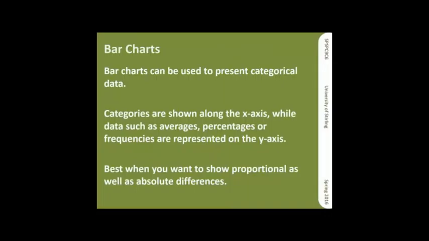So first of all, bar charts then. Bar charts are particularly useful for presenting categorical data. So data that is which category people are in. They present the categories along the x-axis, the horizontal axis, the bottom of the graph, and then the height of the bars usually tells us the averages, percentages, frequencies on the y-axis or the vertical axis.